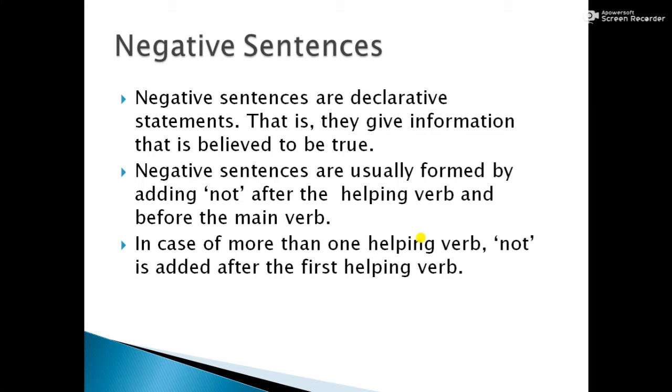For example, I will be a great musician. To turn this sentence into a negative sentence: I will not be a great musician. So the first helping verb is will and the second helping verb is be. So what I did, I will not be. Immediately after the first helping verb, that is will, I added not and thus turned that sentence into a negative one.